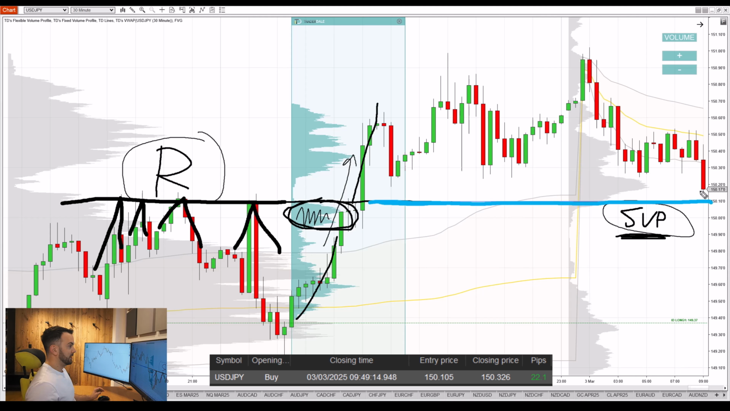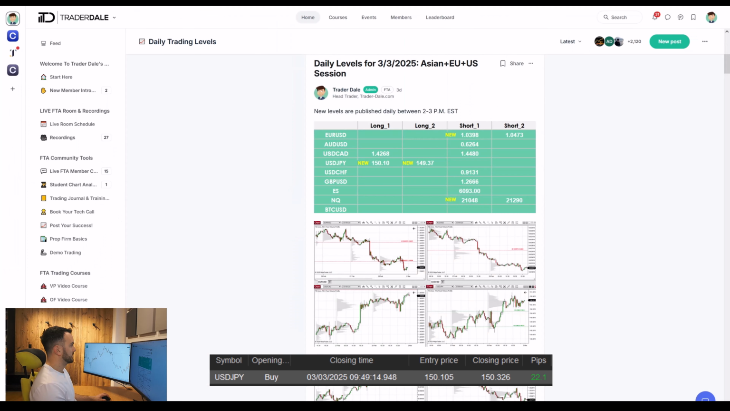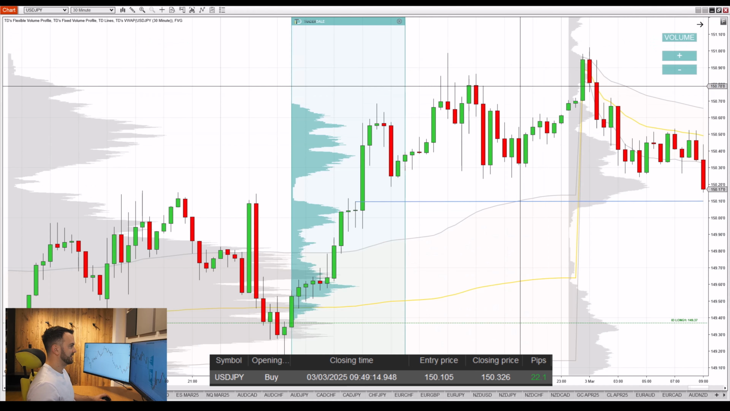So what I did, I published that level in the members area for all the members to see and for them to be able to trade it with me. Let me show you real quick. This is the members area. This is the post from yesterday, and this is the level. US dollar Japanese yen, 150.10. All right, so that's the level.